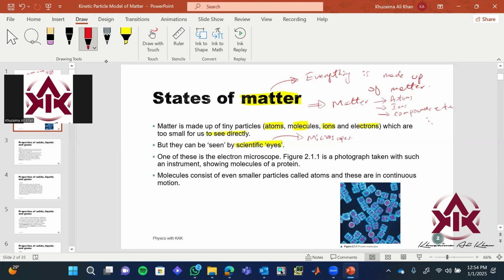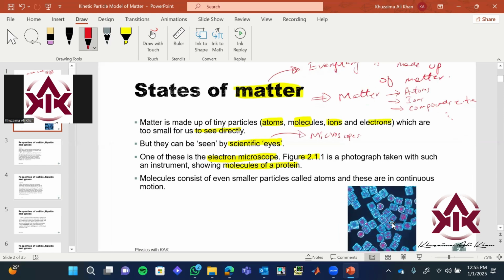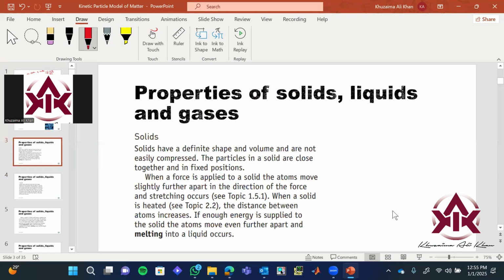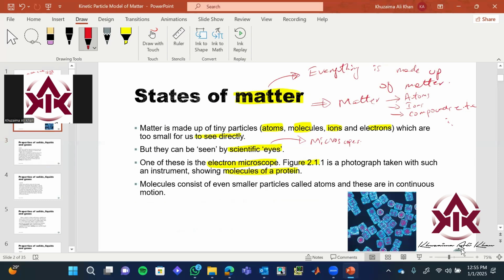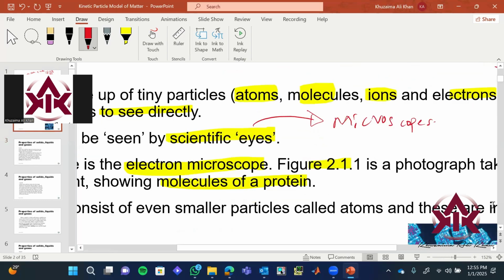So this is again defining what matter is and how we can observe it. We have a demonstration here on the bottom right. It is a protein particle, observed using an electron microscope. This is figure 2.1.1, a molecule of a protein. If I zoom in over here, you can see a zoomed-in version of a particle.